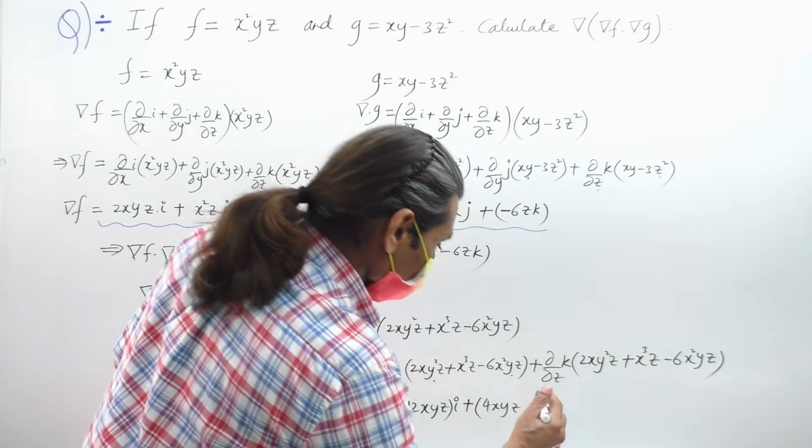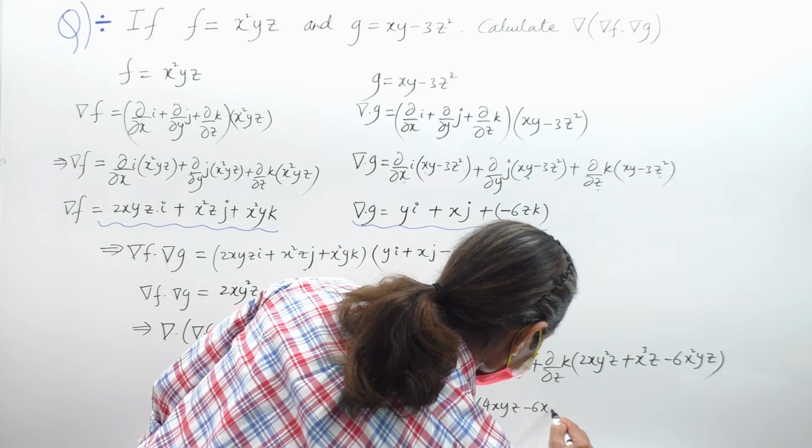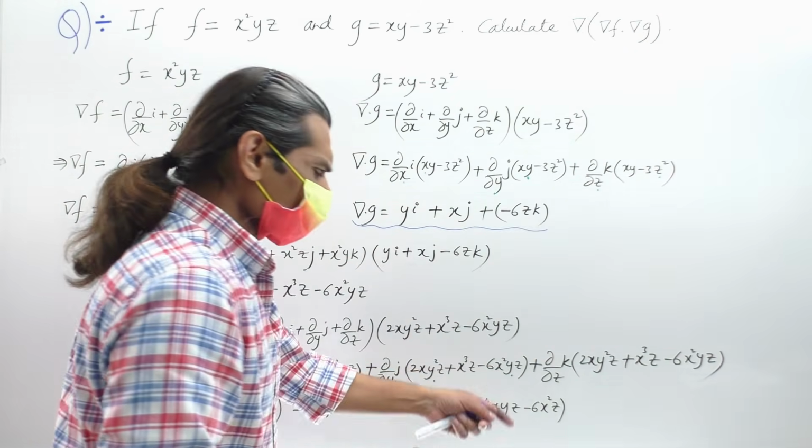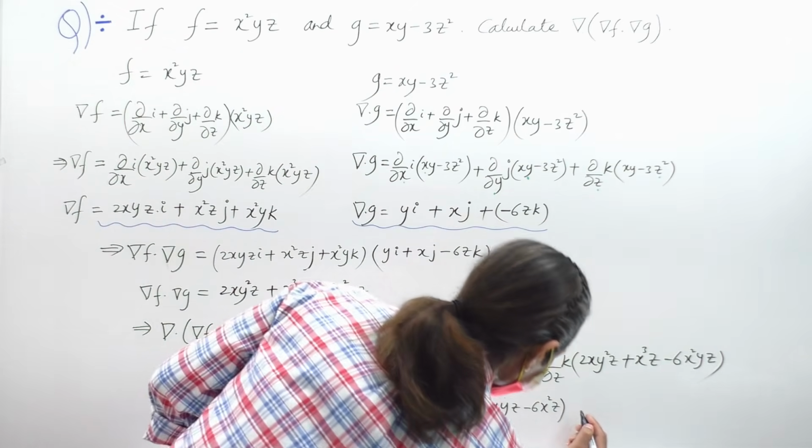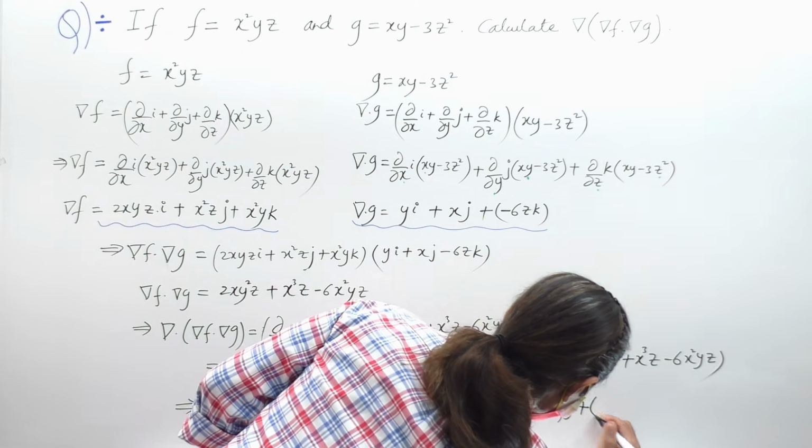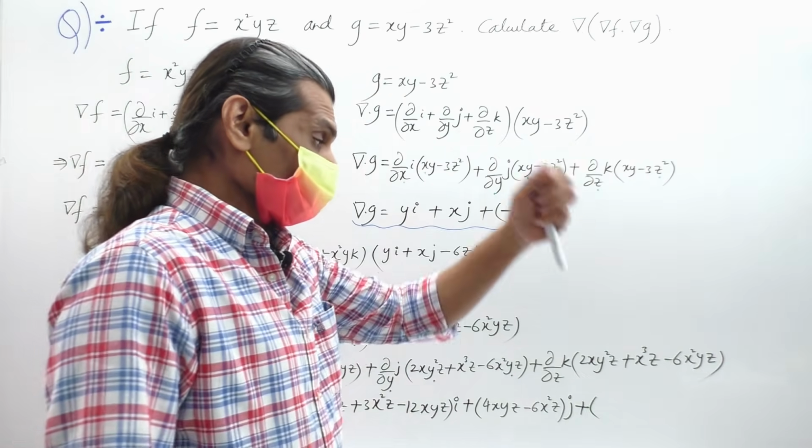Now again, here there is no y term, so 0. But y is here. See, minus 6x²z as it is. Differentiation of y is 1. That's it, because y is only a single term. Plus again, lastly, ∂/∂z of.